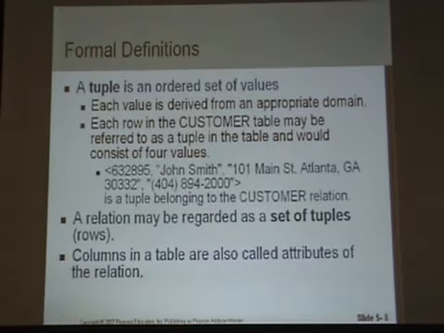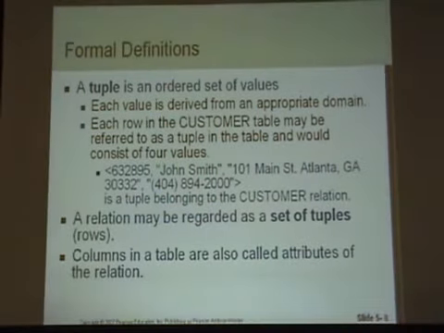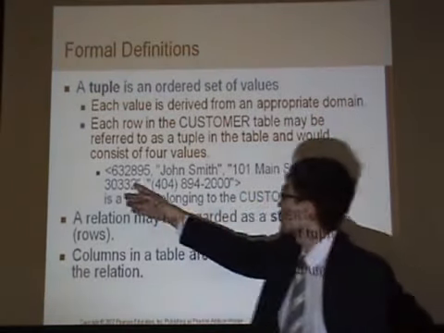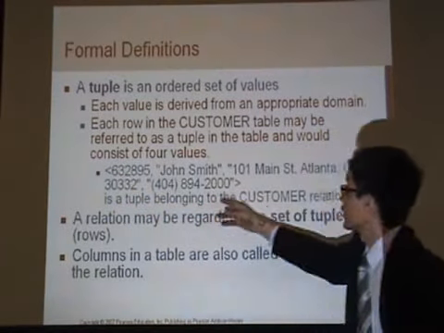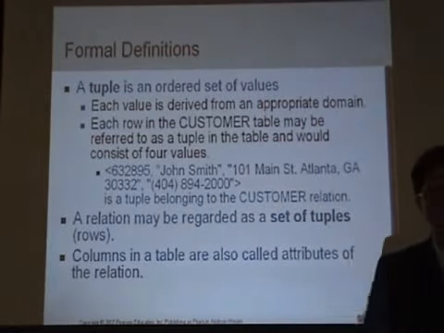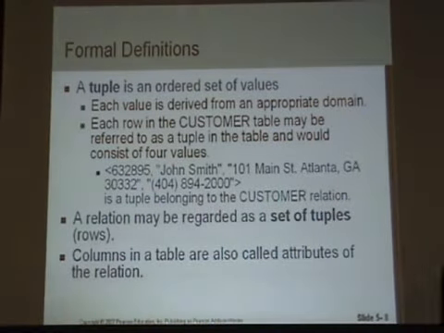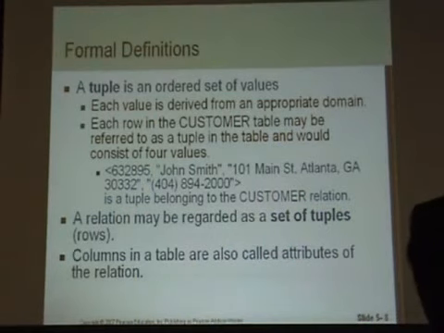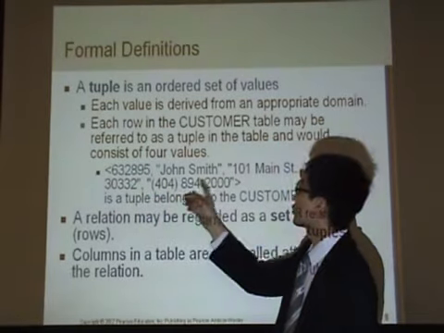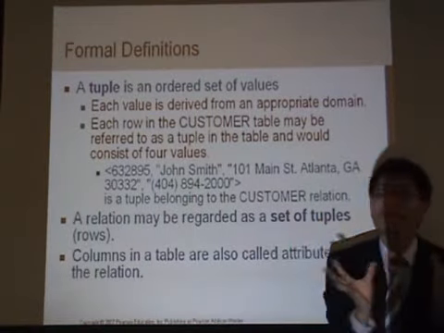Each tuple has the value, like this one. For example, this is the customer. This is one tuple, one example, one data, one row: customer ID 632895, name John Smith, address, and the phone number. When you pick up the value of each attribute, there should be some rules. We cannot use 11112222333333. There might be some format for the phone number.